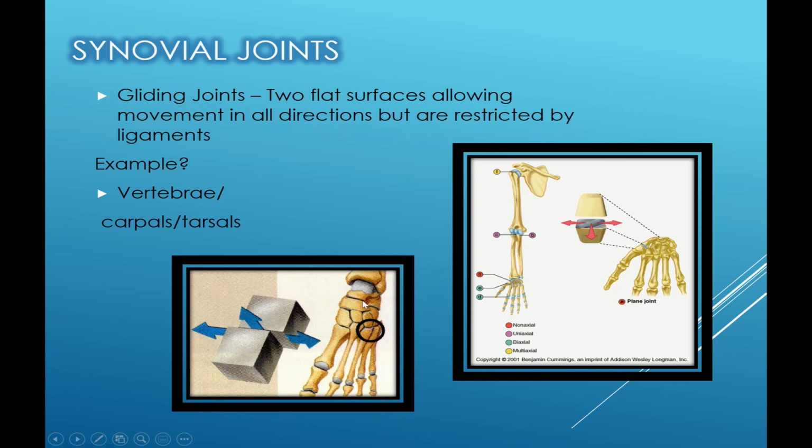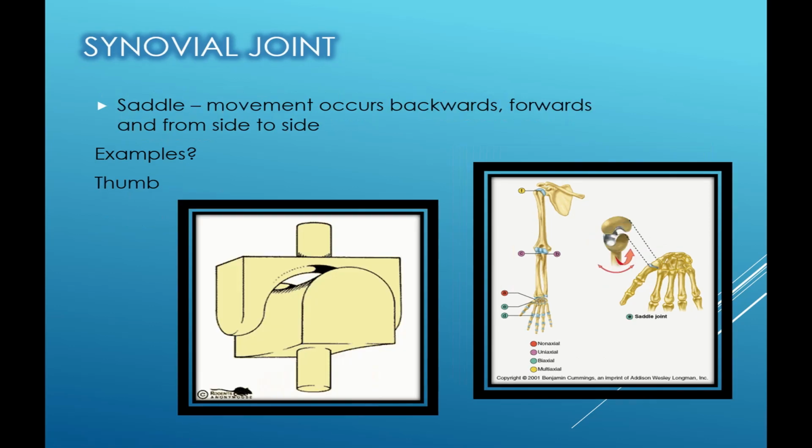So we take here the tarsals, for example. You can see here we have a few individual bones, they have flat surfaces, and we do get some minor movement in the ankle and in the wrist. But again, not enough that we can actually classify it when we're talking about the movement between the individual carpals and tarsals. And last but not least, the final synovial joint is what's known as a saddle joint.